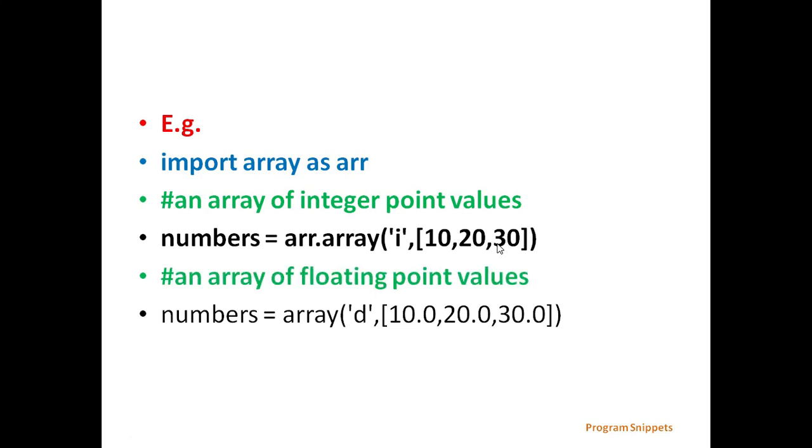To define a floating point array, we will define numbers equal to array. Since the data type is floating, we will define here d, and then the values are 10.0, 20.0 and 30.0.